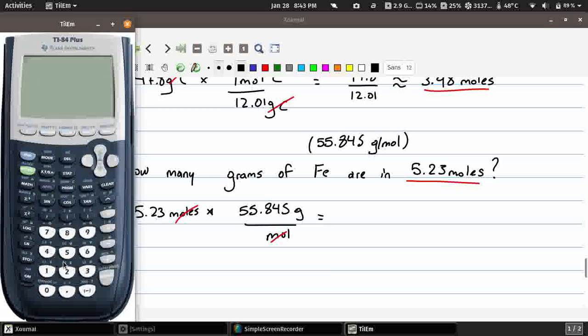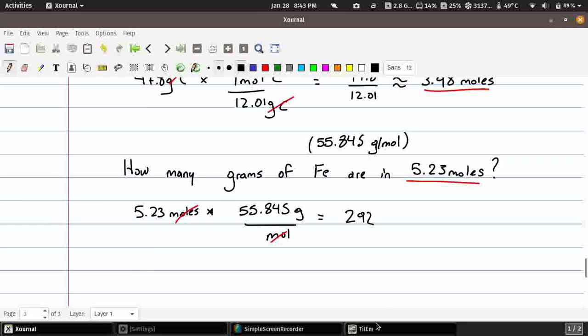Clear it. 5.23 times 55.845. So we have 292.07 grams of iron. That would be your answer.